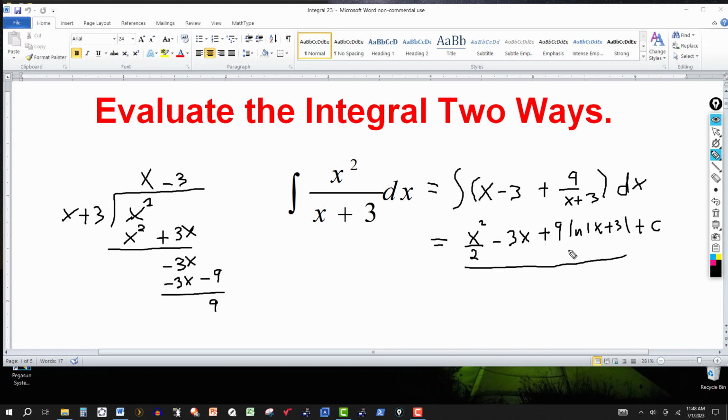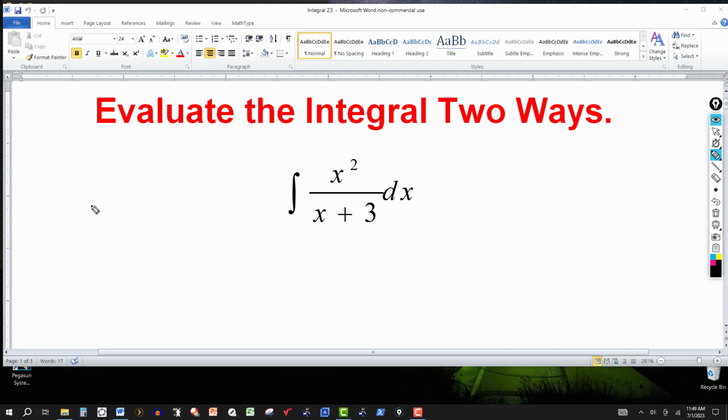Now a second way you can do this, and you might find a third way. If you do, you can put it in the comments or the description. That's your answer there. Another way we can do it is use your standard u-substitution and say let u equal x plus 3. Then du would equal the derivative of x plus 3, which would be dx. Derivative of 3 is 0, so this will just be dx here.